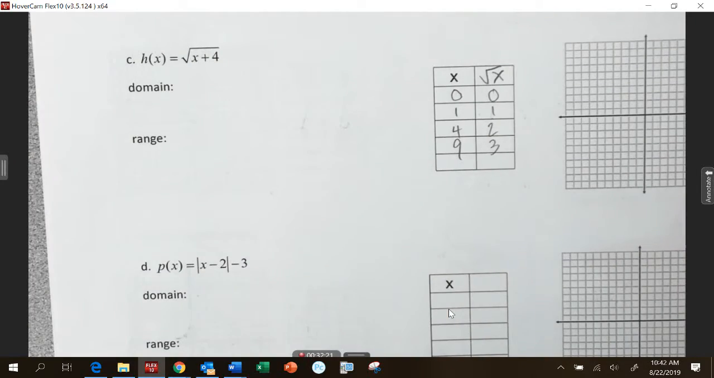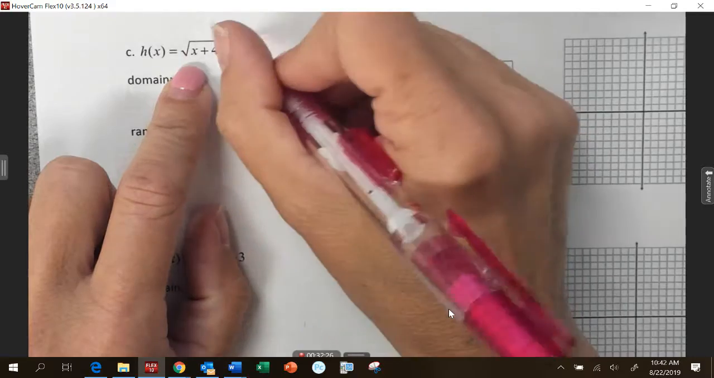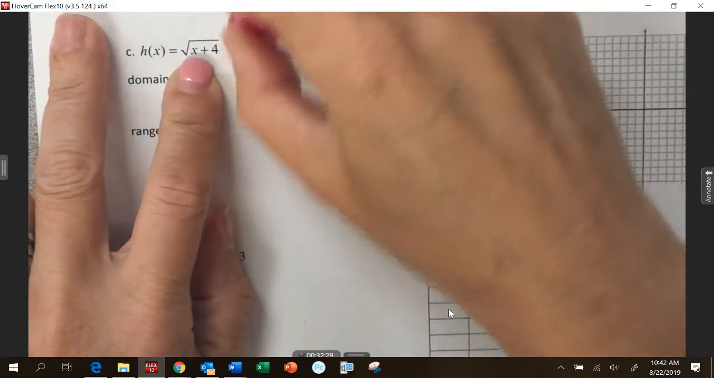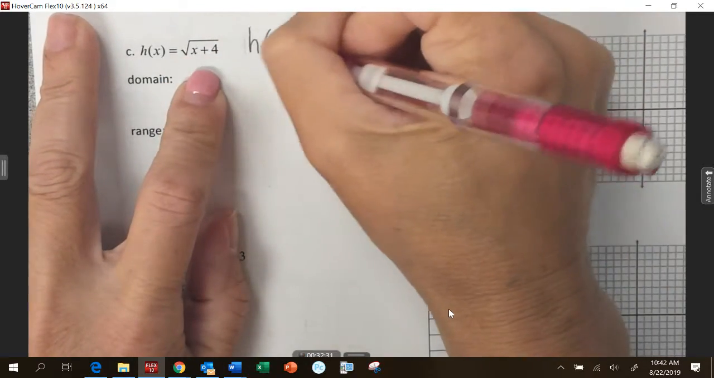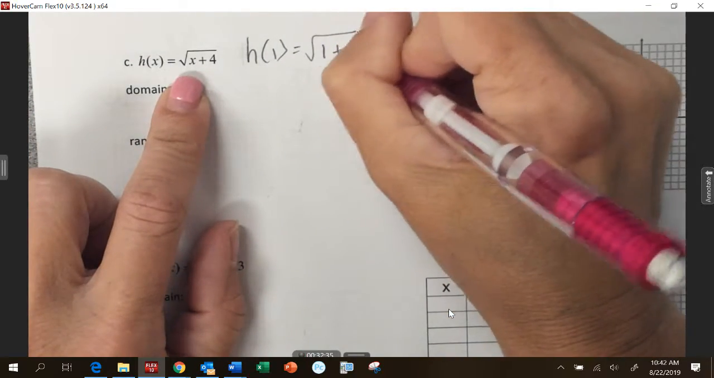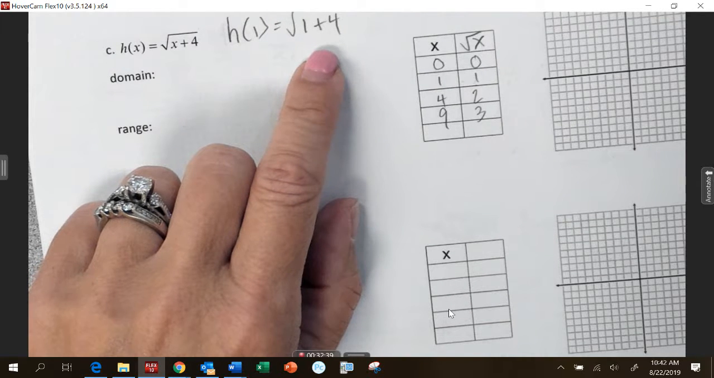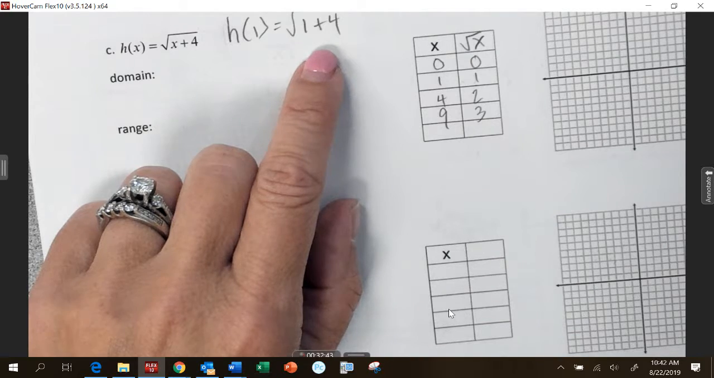So now we think about order of operations. Over here, let's say I was doing h of 1. Let's say I was plugging in 1. What's the first thing that I do over here? I add the 1 and the 4 and then I square root.